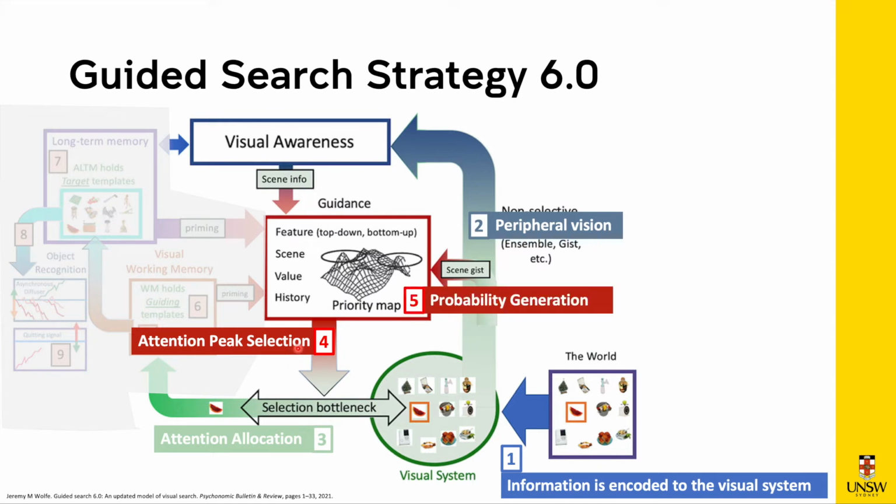But how do we actually generate those probability distributions or priority maps? This theory proposes that there are different guidances, such as feature guidance, top-down and bottom-up approaches, or what papers usually use in the literature, as well as 3 new types of guidances: scene guidance, value guidance, and history, and all of these guidances contribute to the computation of the priority map.